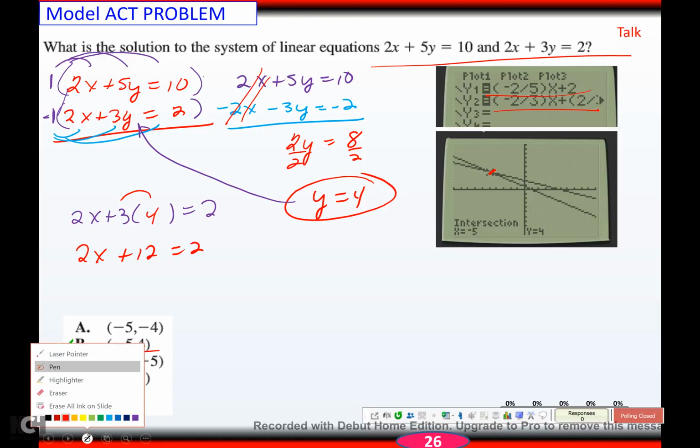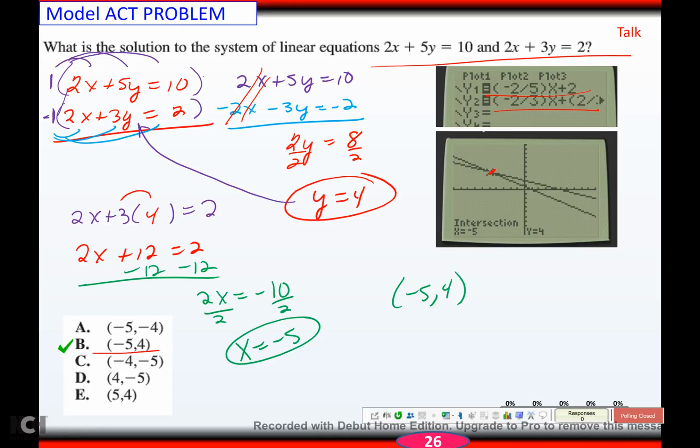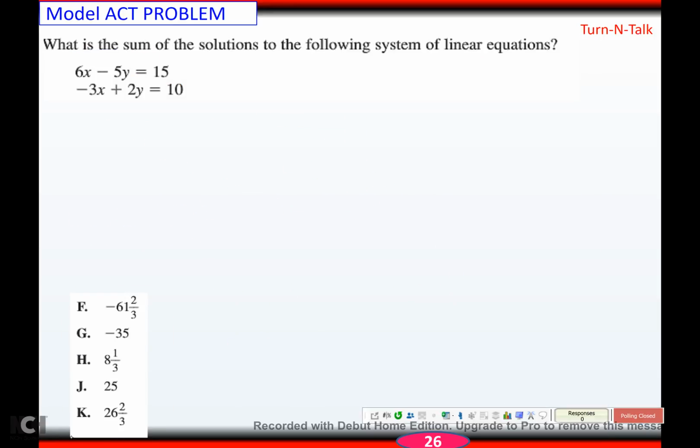To get x alone, I'm going to subtract 12. I get 2x equals negative 10. Divide by 2, and x equals negative 5. So my solution is x comma y. Okay? Alright, try this one. Hit pause. Come back when you're ready.